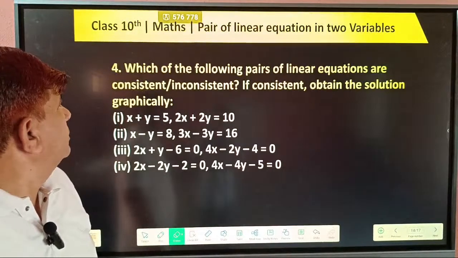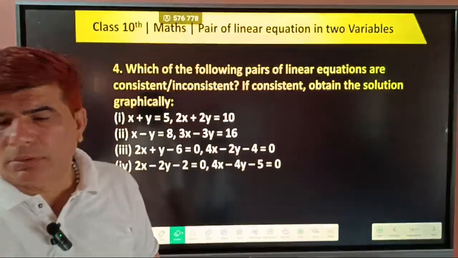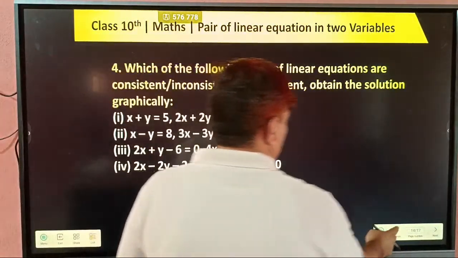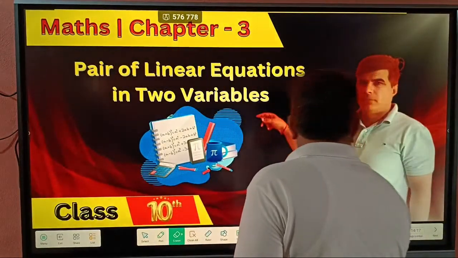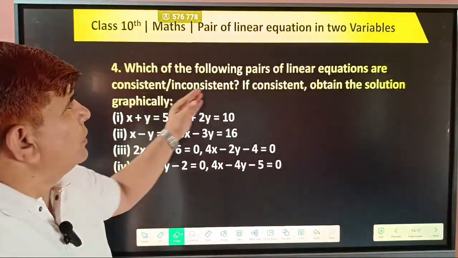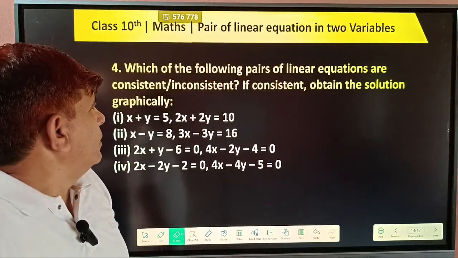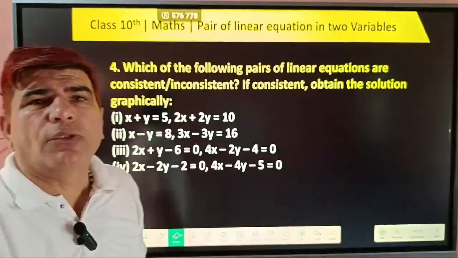Today we will start the fourth question of this chapter, exercise 3.1. What have we done till yesterday? Till question number 3. So what's the question? Which of the following pairs of linear equations are consistent or inconsistent? If consistent, obtain the solution graphically.